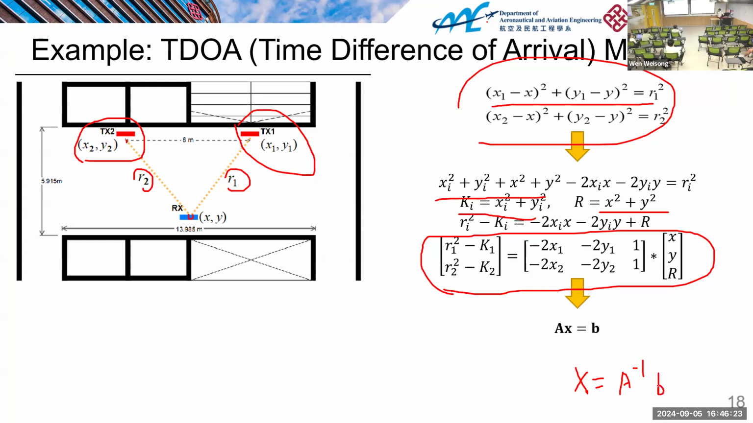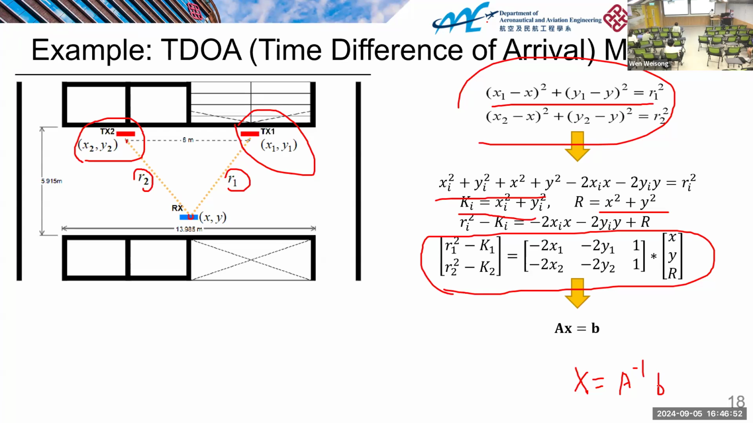Okay, so this can be quickly done by MATLAB or by Python. So this is the example. You can solve it if you only get two transmitters, right? For example, if I have 10 different Wi-Fi access points, TX1 to TX10, it means you get 10 equations. You get 10 rows.